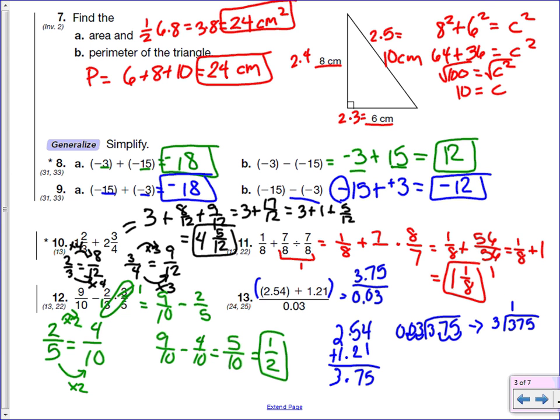3 goes into 3 once. 1 times 3 is 3. Bring the 7 down. 3 goes into 7 twice. 2 times 3 is 6. Bring the 5 down. 3 goes into 15 5 times. And then I'd have 15. 5 times 3 is 15. Since I have 0 here and no more numbers up here, that's my final answer.